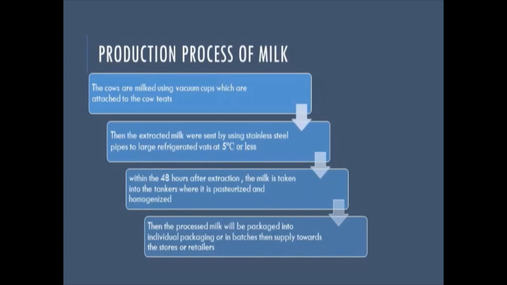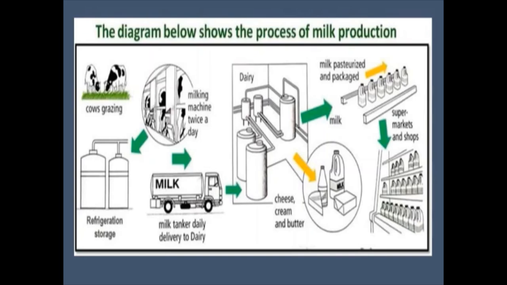First, the cows are milked using vacuum cups which are attached to the cow teats. Then the extracted milk is sent through stainless steel pipes to large refrigerated vats at 5 degrees Celsius or less. Within 48 hours after extraction, the milk is taken into tankers where it is pasteurized and homogenized to increase the quality of the milk. Then the processed milk will be packaged into individual packaging or in batches, then supplied to stores or retailers.